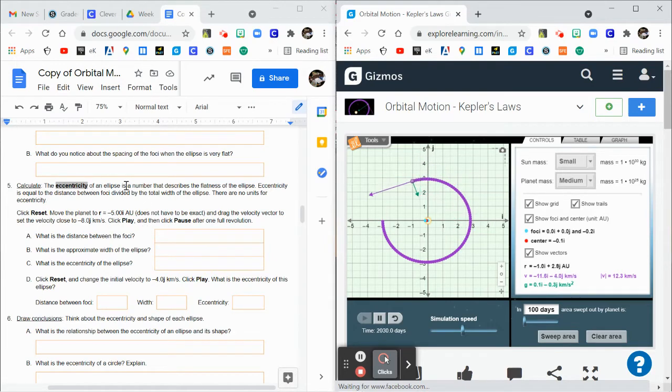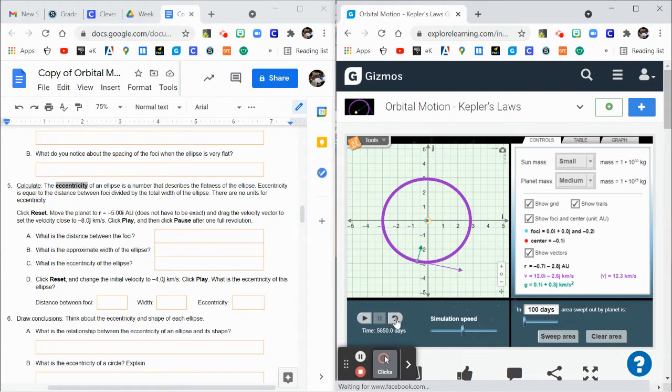Now, calculate the eccentricity of an ellipse. Eccentricity is a number that describes the flatness of the ellipse. Eccentricity is equal to the distance between the foci divided by the total width of the ellipse. There are no units to eccentricity.